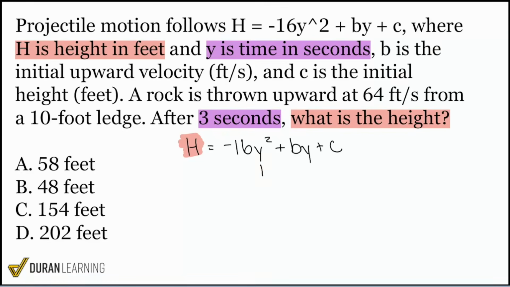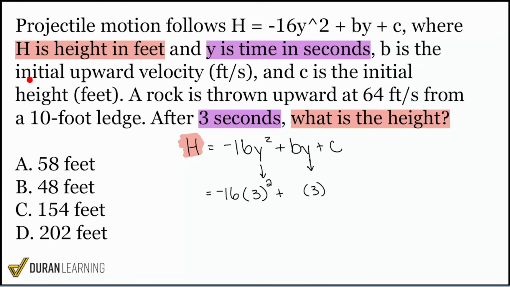So I'll replace this over here with 3, leaving this as negative 16 multiplied by 3 squared. And then we also have this y over here. That's going to be 3. The b that we're replacing, b is going to be right over here.